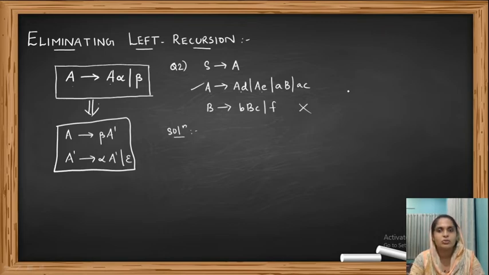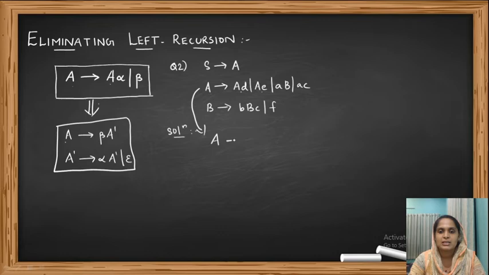So what we have to do? We have to eliminate left recursion only from the second production. Okay. So how can we convert this production? We have the form A produces beta A dash, right? So we have to check what the values of beta and alpha are, right?